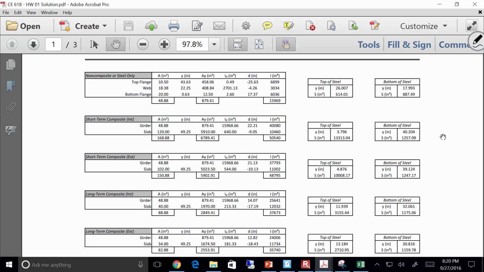So for non-composite, that is 887.49. For short-term exterior, that is 1247.17. And for long-term exterior, 1159.78. Everybody see where I'm getting that? Your sheet is organized your way, so you'll be able to find that on your sheet however. Make sense? Okay.